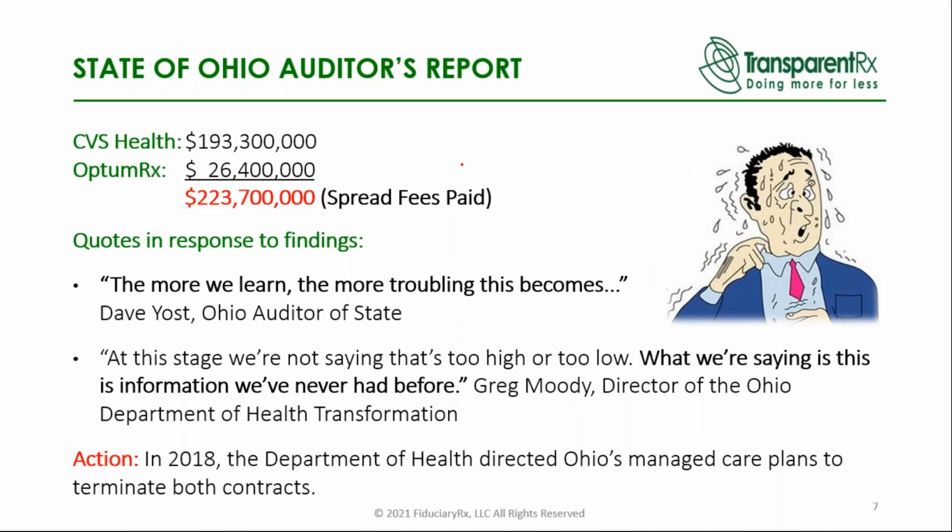Big case about 2 years ago, the state of Ohio decided it was going to look into its PBM's cost performance, except it was going to do it a little bit differently this time. It was going to eliminate information asymmetry.